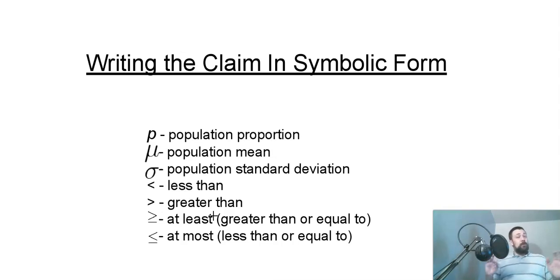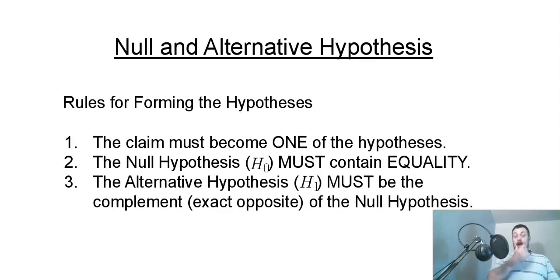And sometimes they'll have even trickier things in there, like test the claim that the majority of people feel this way about this candidate or something. Majority means greater than 50%. So it doesn't literally spell that out, but that's what majority would entail. So, all right, that's the first step, is writing the claim.